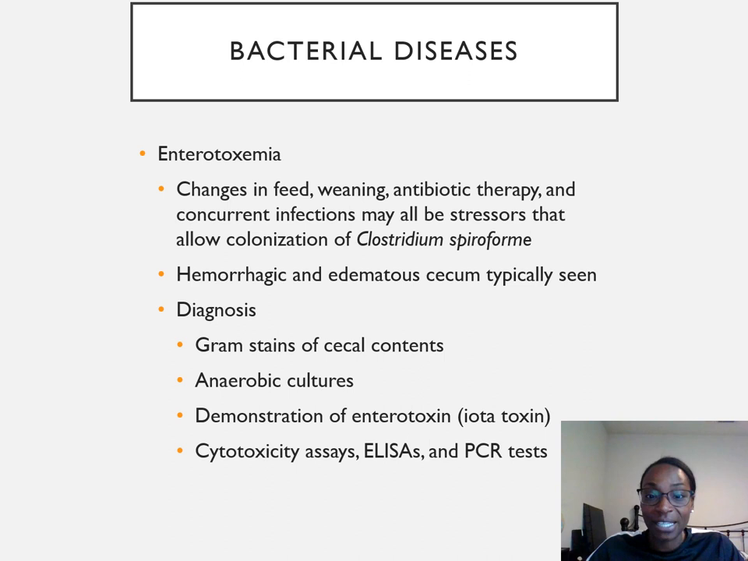Okay. And depending on the type of clostridial species that is involved, it will produce a specific toxin. So in this example, Clostridium spiriforme produces the enterotoxin called iota toxin. So this is the toxin that's involved. This is the toxin that can eventually cause death in the patient. Okay. We can also do cytotoxicity assays. We can do ELISA and PCR tests as well.